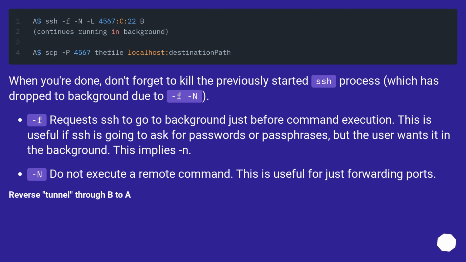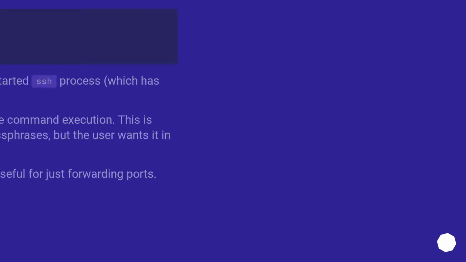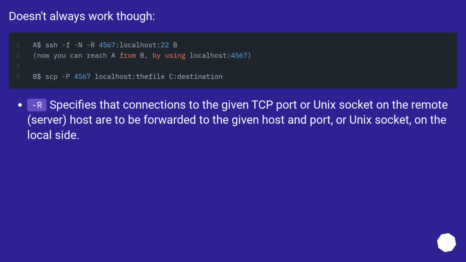-N: do not execute a remote command. This is useful for just forwarding ports. Reverse tunnel through B to A. Doesn't always work though.